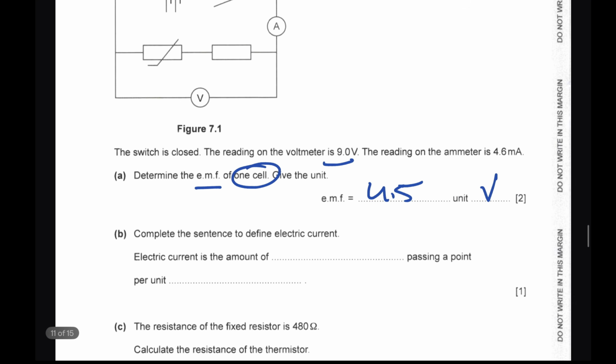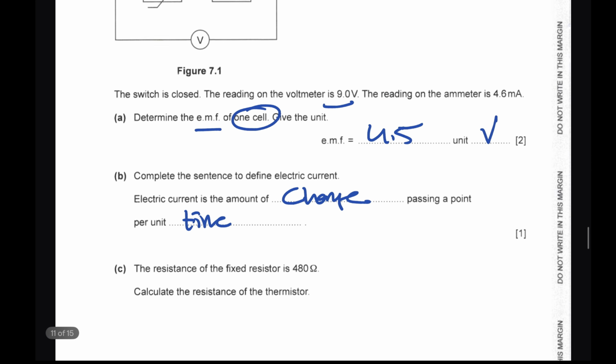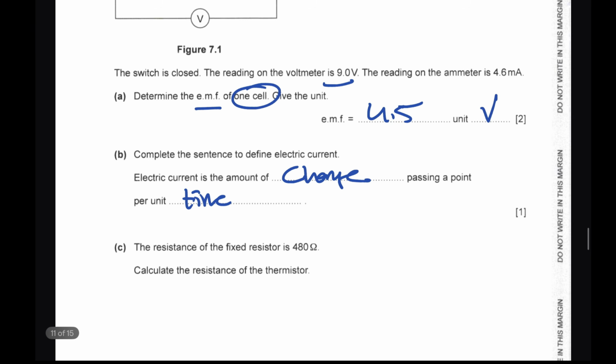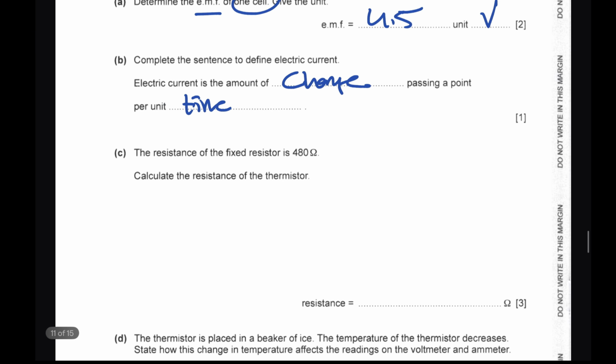Complete the sentence to define electric current. Electric current is the amount of dash passing a point per unit dash. So that's charge per unit time. I'm assuming they might also accept second units. Nah, I don't think you should write second unit time. Charge per unit time, coulombs per second, basically. Then the resistance of the fixed resistor is 480 ohms. Calculate the resistance of the thermistor.